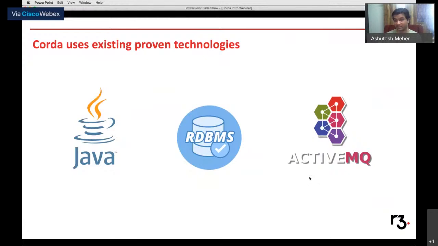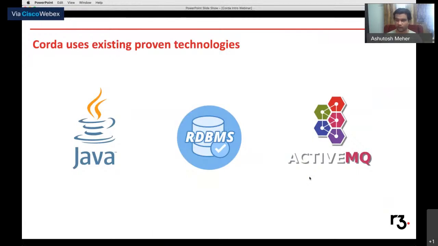And then message passing. We talked about multiple nodes interacting with each other. How do they pass messages between themselves? For that, we use simple Artemis MQ, which is just a message broker, and that's how we transfer data among nodes, right? Pretty simple.